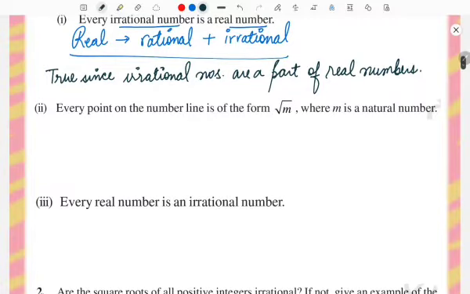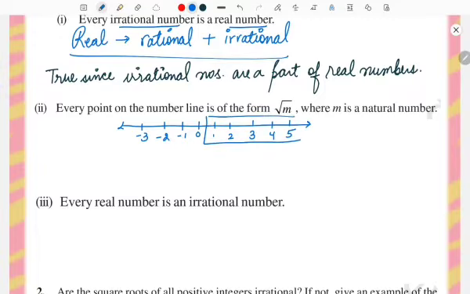Every point on the number line is of the form root m, where m is a natural number. Okay, so every point on the number line is of the form root m. They are saying, if we draw a number line, can all its points be written in the form root m, where m is a natural number? अगर m natural होगा, natural numbers 1 से start होते हैं, है ना? Natural numbers start from 1.